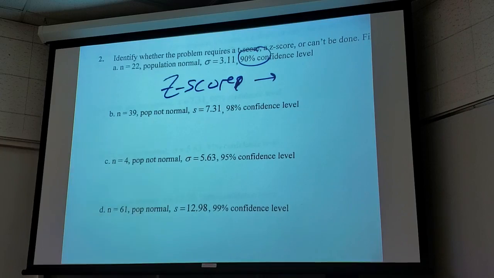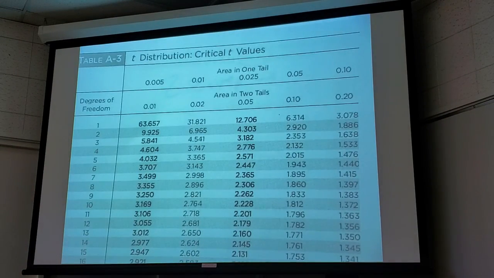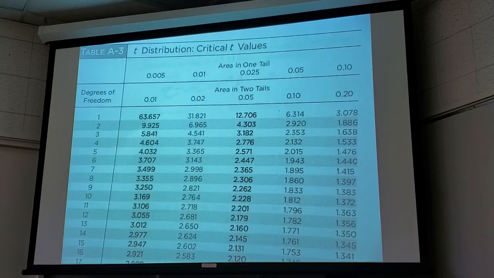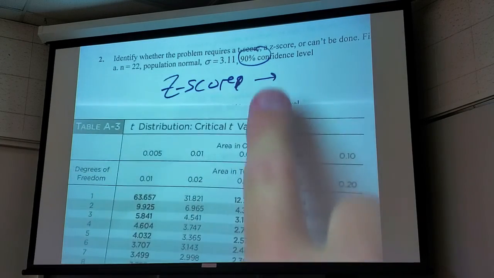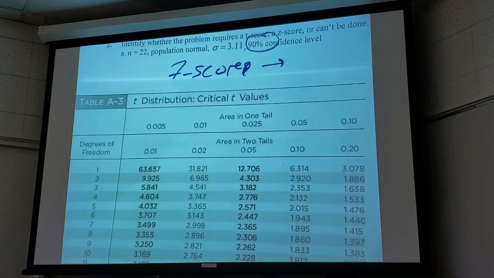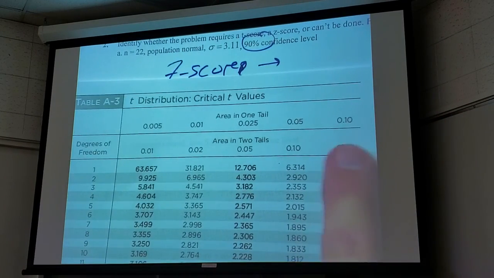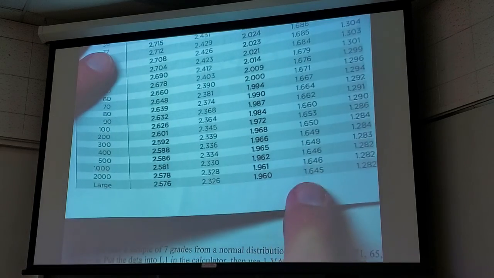Now here's something neat. I'm going to use this chart to look it up. Is everybody cool with that? Because these scores are at the bottom. So which column am I looking at for 90%? 0.10. Yeah, and if I look all the way to the bottom, I get 1.645.